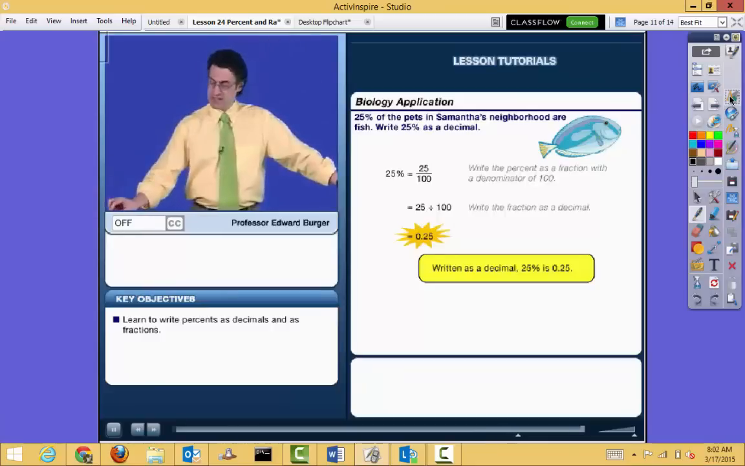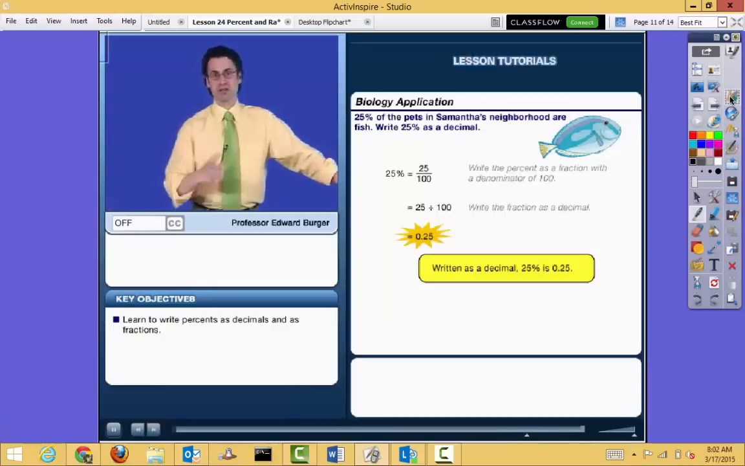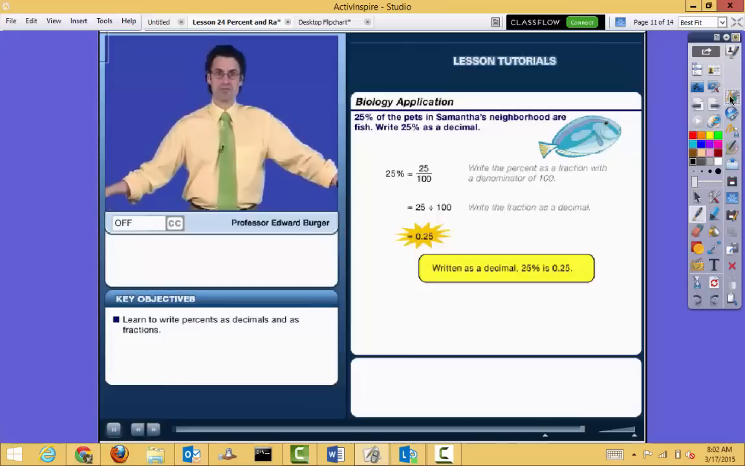Anyway, you can see that we can take a percent and convert it to a fraction. We can take a percent, we can convert it to a decimal, and both of those will be really valuable, useful, and important when we're taking a look closer at what percents mean. I'll see you there.